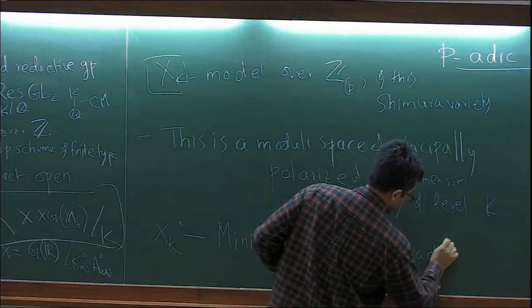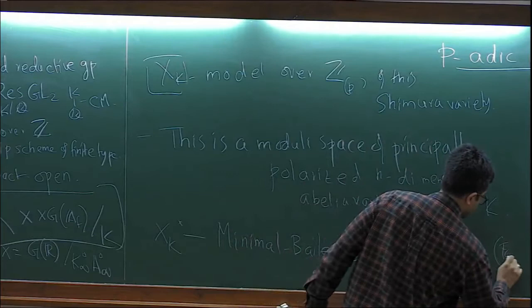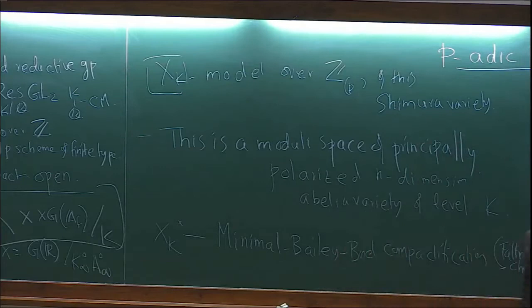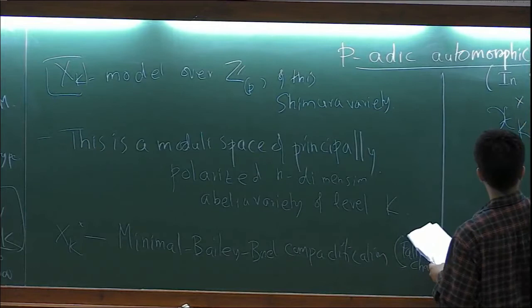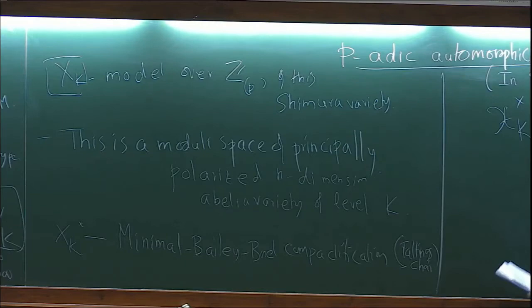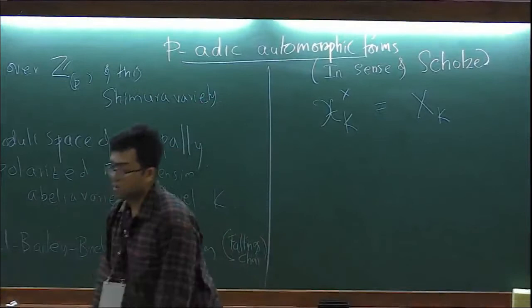So we can look at Faltings and Chai. Now this chi k star is the same as you take this xkp in this board, and there is a model over Zp. This also has a model over Zp. Zp means you are localizing at p.